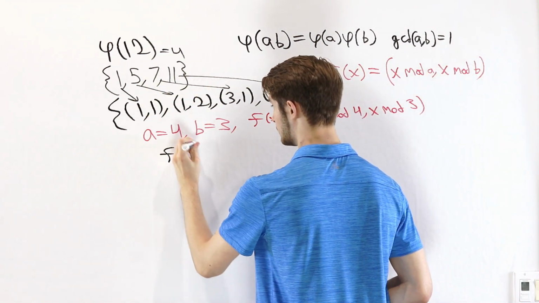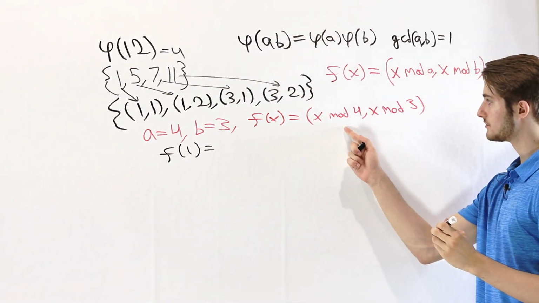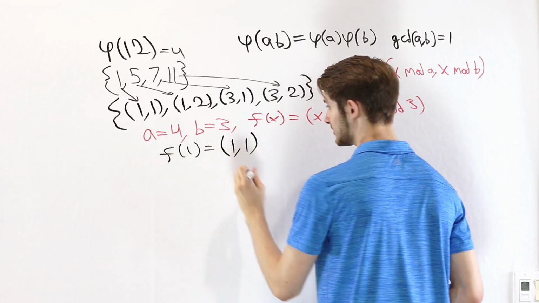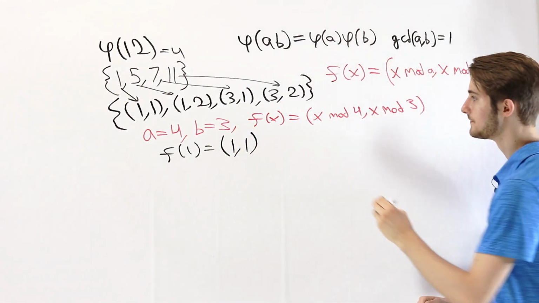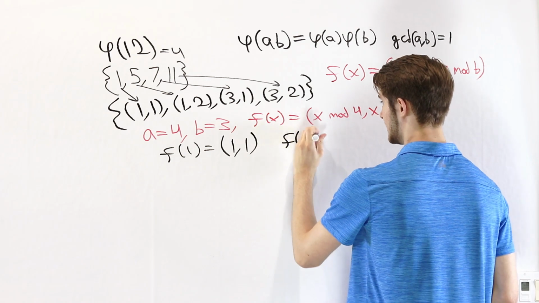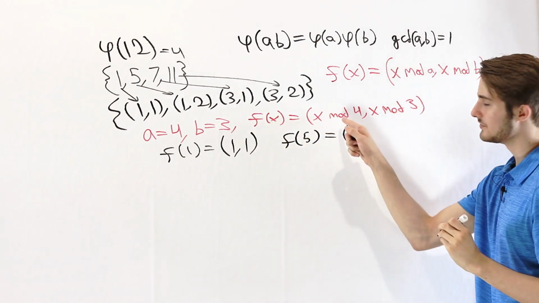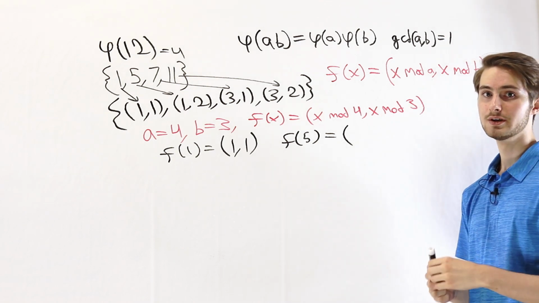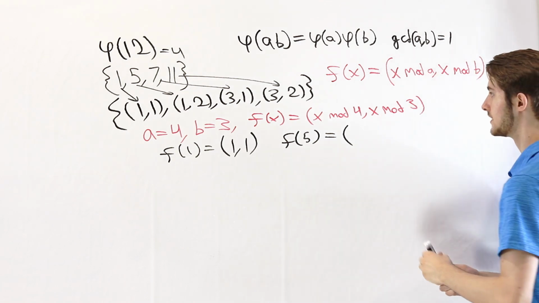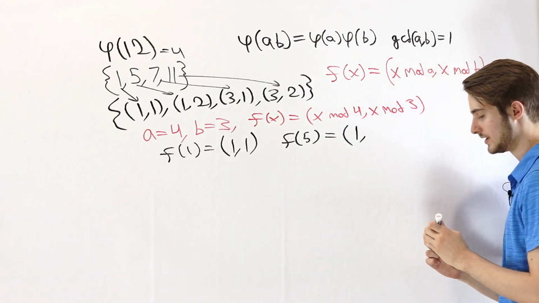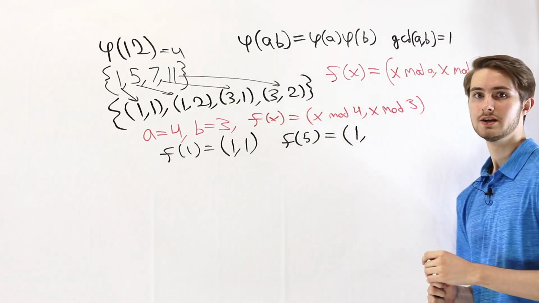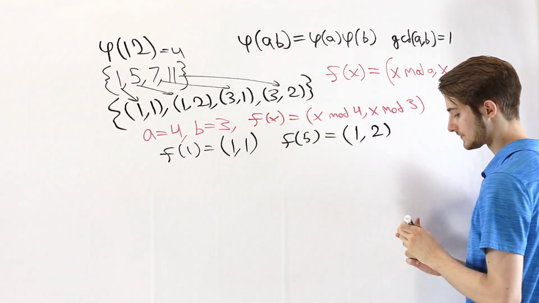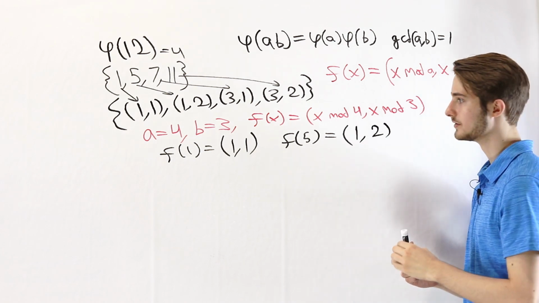So let's see how that works for the 4 numbers that we have in our set. First, we're going to look at f of 1. That's going to be 1 mod 4, 1 mod 3. Well, 1 mod 4 is 1, and 1 mod 3 is 1. So that's simple enough. Next, we have f of 5. What is 5 mod 4? Well, we can reduce 5 mod 4. If we subtract 4, we get 5 minus 4 is 1. So 5 mod 4 is 1. Similarly, with 5 mod 3, we subtract 3, so we get 5 minus 3 is 2. So our ordered pair is 1, 2.